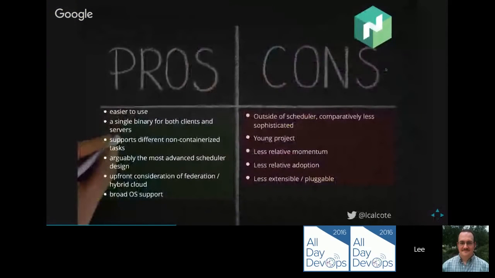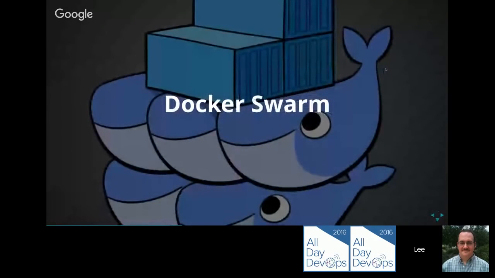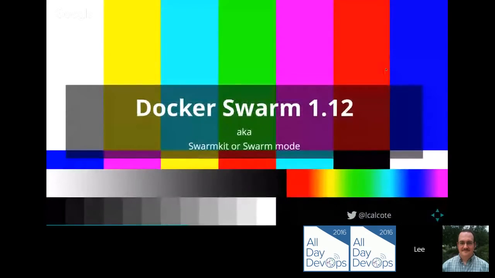Some pros here: Nomad's easy to pick up and use. Some cons are that it's less extensible and pluggable today, and younger in its approach to networking. It's moving quickly, and so are all of these projects. Swarm is moving quickly, and again, noting the time, what I'll say is that we're going to talk about Swarm 1.12 today, which is Swarm mode or SwarmKit.